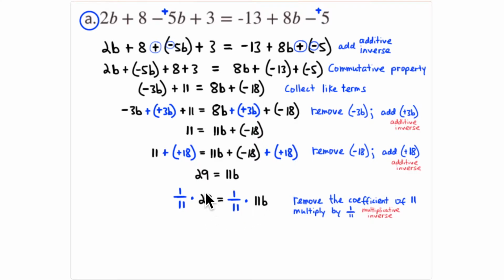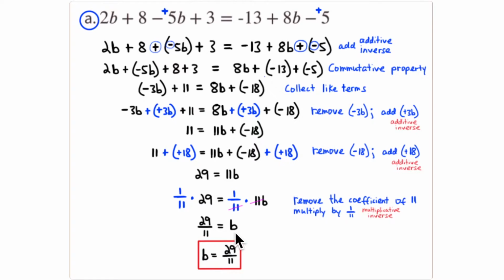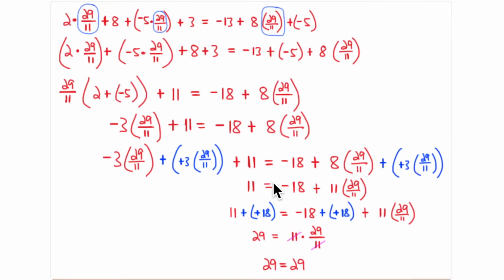But you also have to look at 1/11 of 29. If you're going to look at 1/11 of 11b to see a single b, you have to look at 1/11 of 29. So this becomes 29/11. So b equals 29/11. Now this fraction, 29/11, is pretty tough to work with. You're going to replace b up here and show that it in fact is the solution to this equation. So here's 29/11, 29/11, and 29/11.